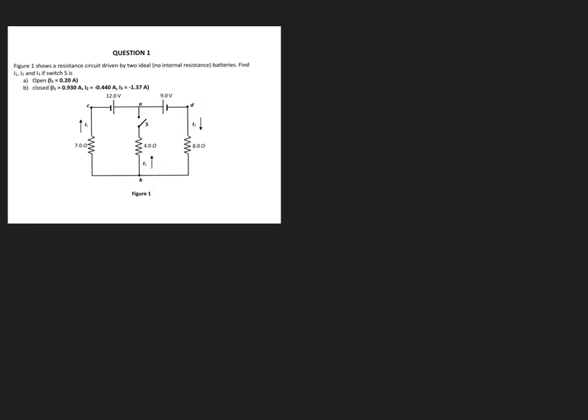Okay, so let's start. For the first question, they ask you to find the current I1, I2, and I3. But now the switch S is open. So when the switch S is open, what happens? It means that there will be no current flowing here. There's only a current flow in this region, so the current flowing along the yellow line is going to have the same value.